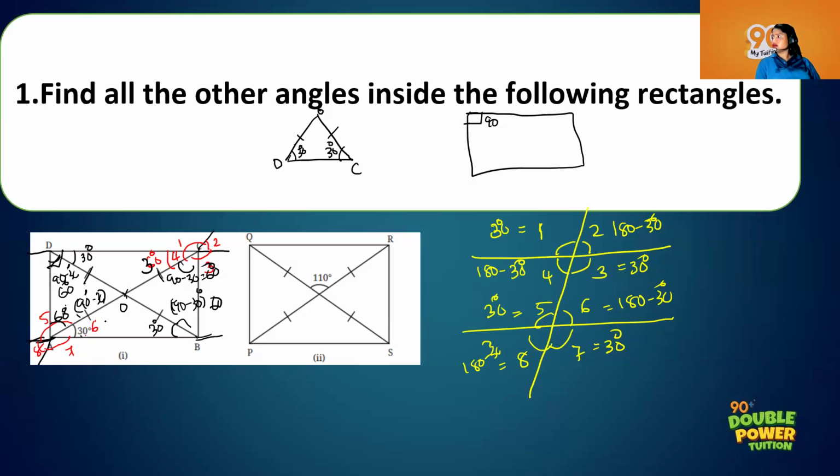Clear? Now it's clear to you? Can you try this question? These two sides are equal, that means these two angles are equal. Then how can you find all the other angles? Please try the second question.